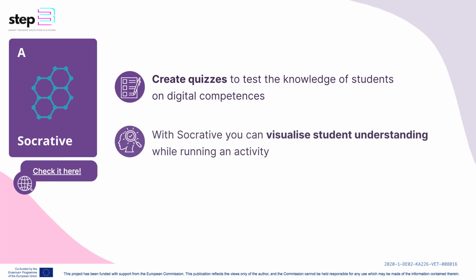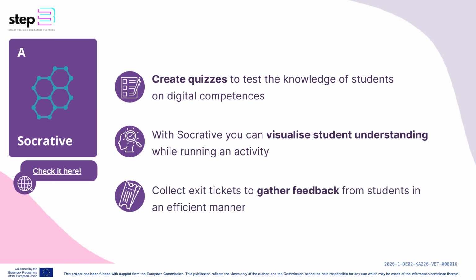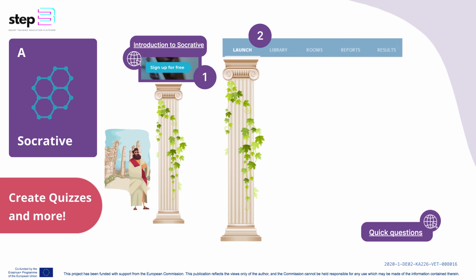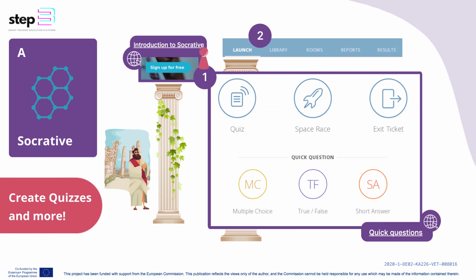With Socrative, you can easily visualize student understanding while running an activity. Another relevant feature is the exit tickets, which can be an effective way to gather feedback from students at the end of the class. Creating an account is easy with Socrative. Just press sign up for free and follow the instructions setting it up. Then the first screen that you will see is Launch, which is the page you see when you want to start an activity, quiz, space race, and exit ticket.